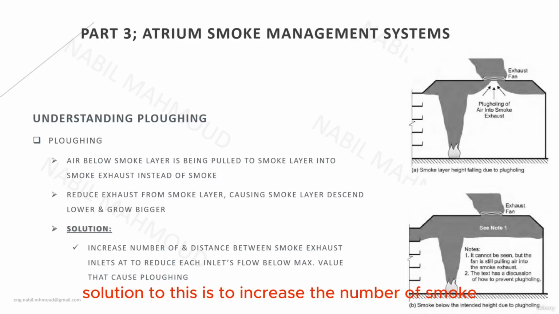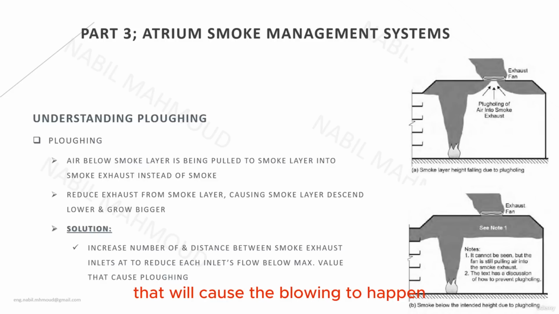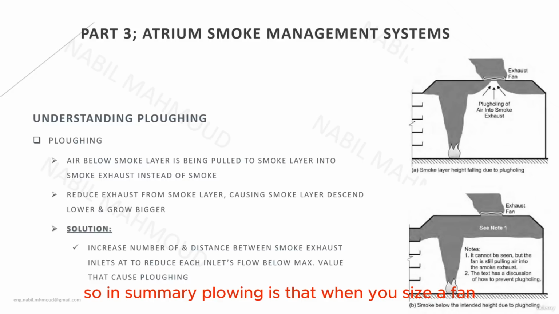So the solution to this is to increase the number of smoke exhaust points and the distance between each smoke exhaust point to reduce each inlet's flow rate below the maximum value that will cause the blowing to happen. So in summary, blowing is when you size a fan to suck too much air, and this will cause it not only to suck smoke but also to suck the fresh air, and this will adversely affect the performance of the smoke management of the atrium.